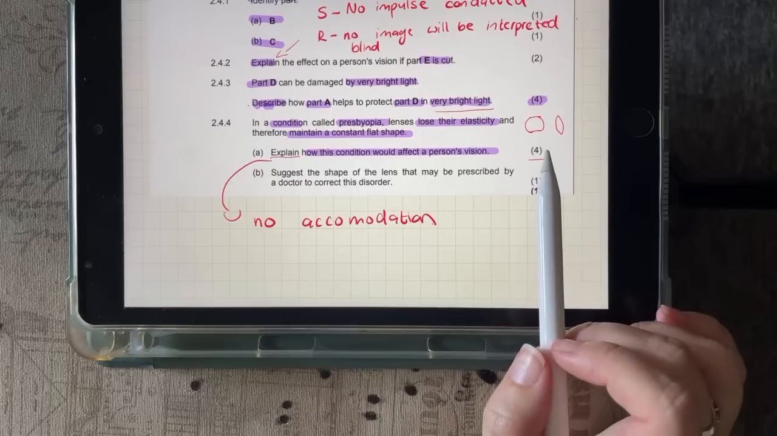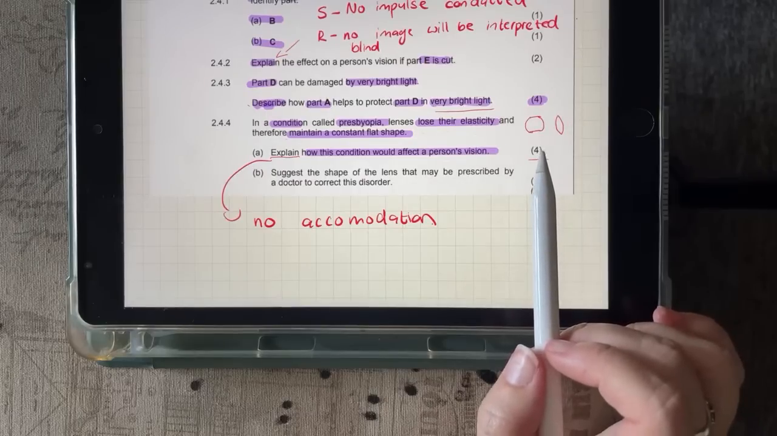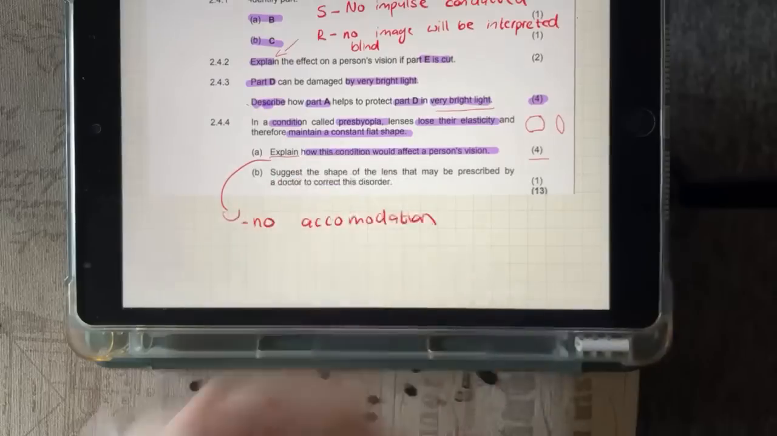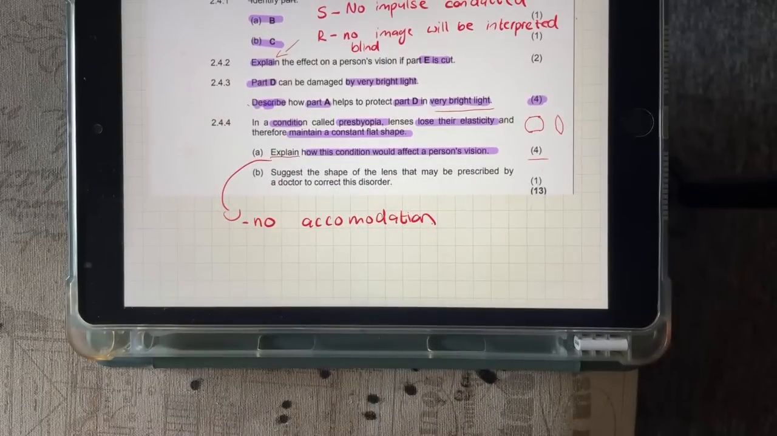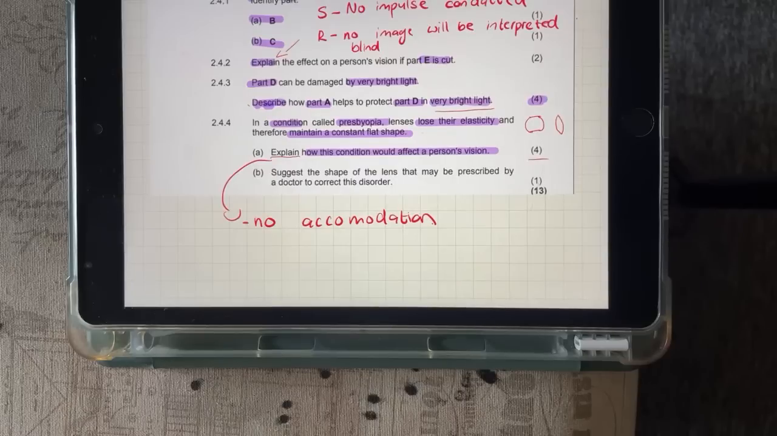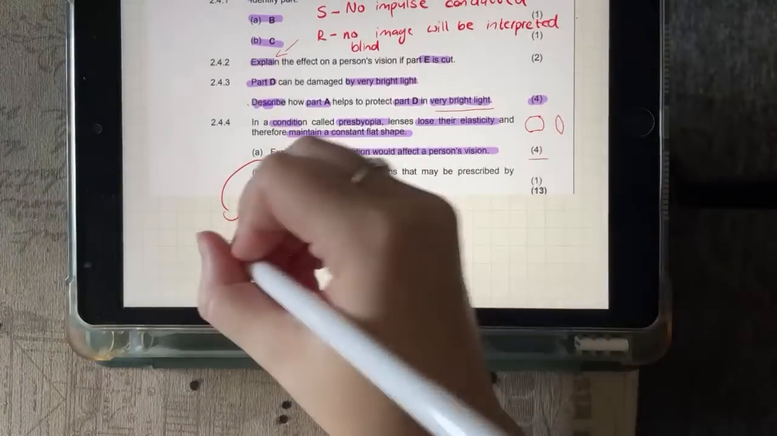And now what that means is that the light rays are going to fall behind the eye. So we're going to say no accommodation. And because there is no accommodation, now what you need to say is you need to talk about how you have distance vision, right? So that means that we're going to have no accommodation.